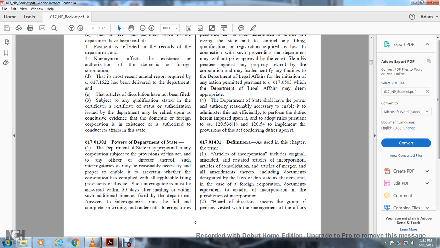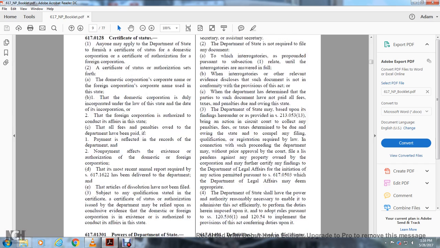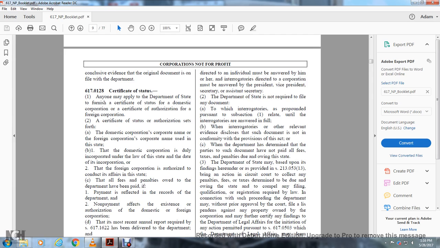Such interrogatories must be answered within 30 days of the mailing, or within such additional time fixed by the Department. The answers to the interrogatories must be full and complete, in writing, and under oath. Interrogatories directed to an individual must be answered by him or her, and interrogatories directed to a corporation must be answered by the president, vice president, secretary, or assistant secretary. The Department of State is not required to file any document to which interrogatories propounded pursuant to subsection 1 relate until the interrogatories are fully answered.